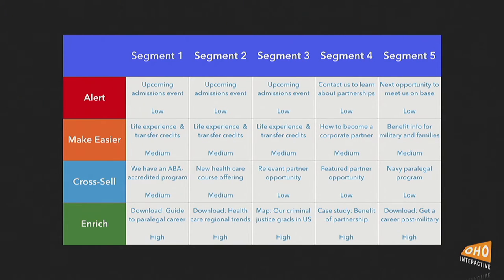So I can then say, okay, this is low effort, medium effort, high effort, and say, okay, so low effort would be just to point people to a contact us form. Medium effort is a little bit of text about how to become a corporate partner. High effort is here's a case study on the benefits of forming a corporate partnership with our institution.